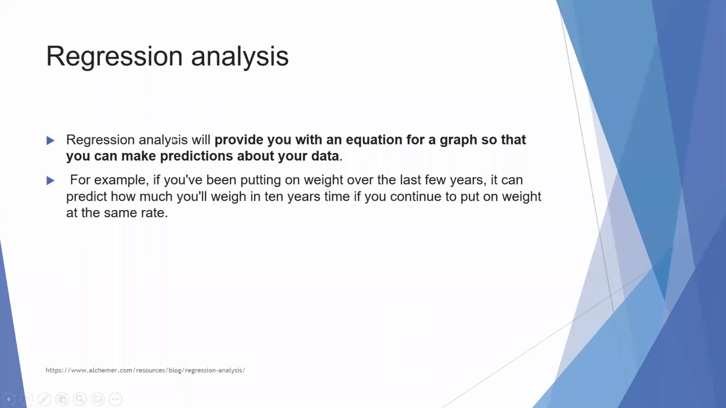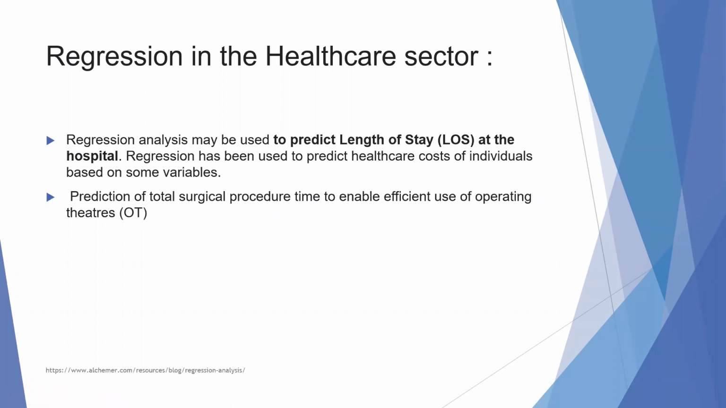So regression analysis provides an equation for a graph so that you can make predictions about your data. It also provides a graphical representation of your whole data. For example, if you've been putting on weight over the last few years, it can predict how much you will weigh in 10 years time if you continue to put on weight at the same rate. So this can be graphically represented with the help of regression analysis.